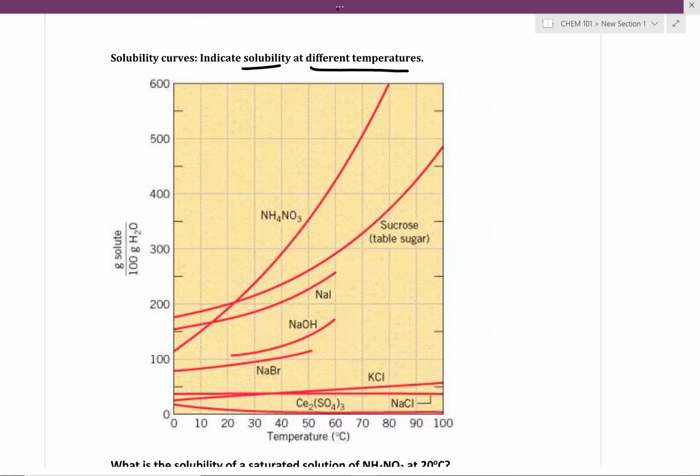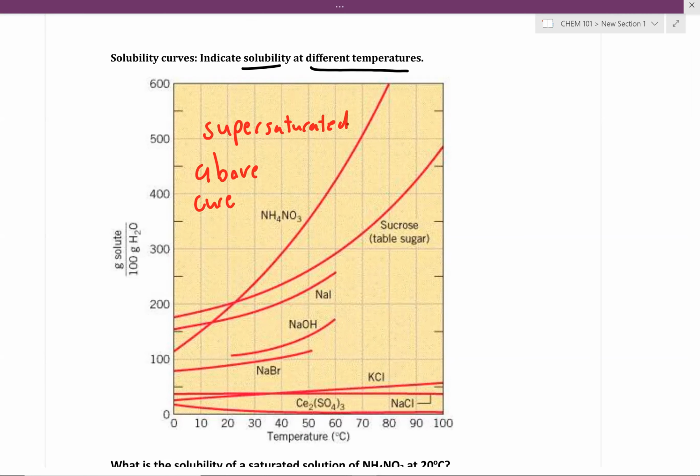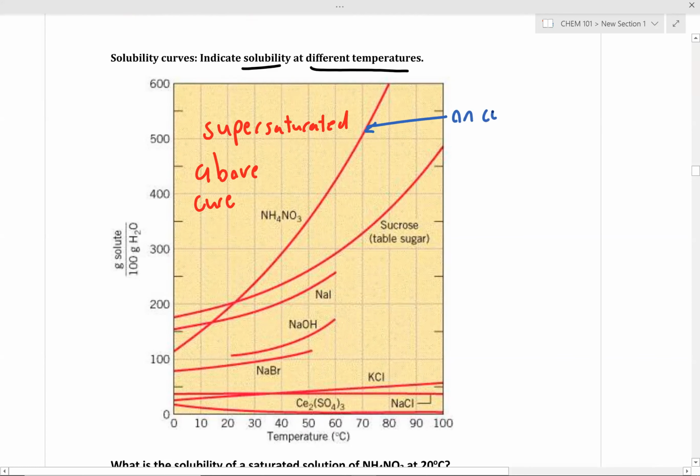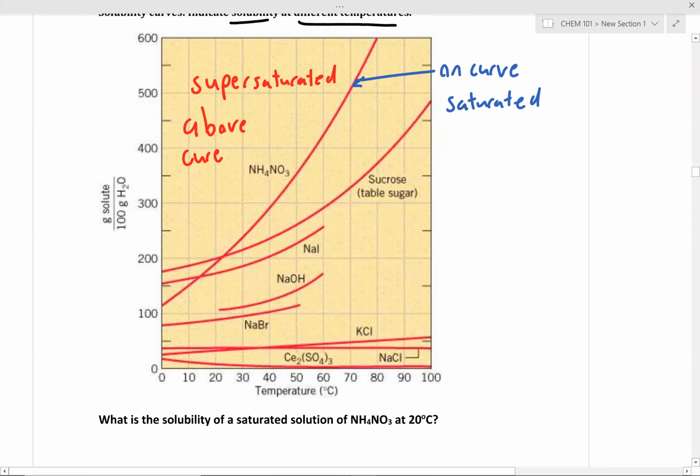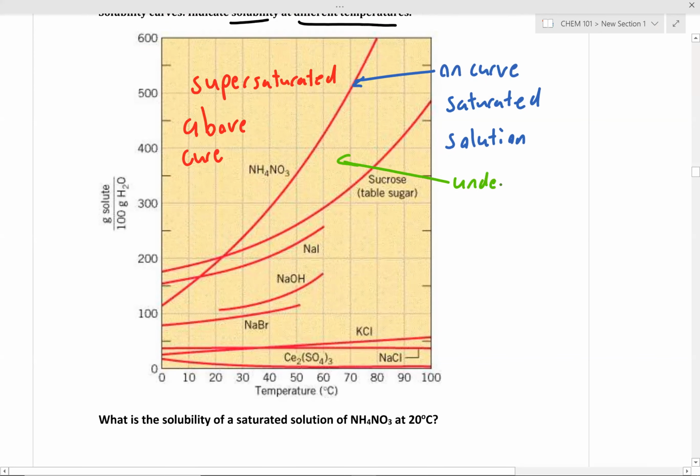So I want you to label a few regions of the curve. So if you are above the curve, we call this supersaturated, because we have more solute than we are allowed to in our solution. If you're exactly on the line, so if you're on the curve, you're considered having a saturated solution, because we have the maximum amount of solute dissolved for that temperature. And then finally, if we are under the curve, what do we call that solution? Unsaturated, exactly right.